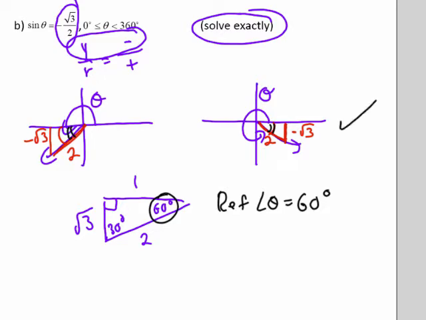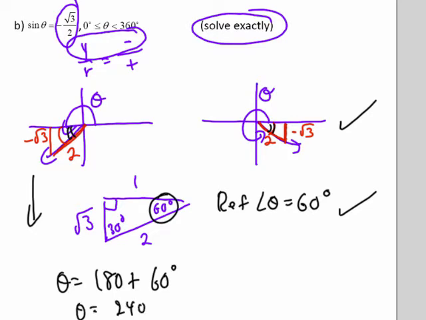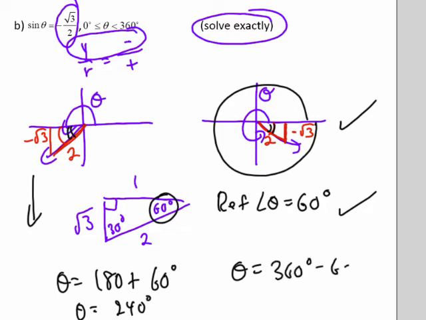So we found our quadrants, we found our reference angle, in this case by recognition that those ratios were part of a special triangle. And thirdly, we find the angle. In quadrant 3, it's going to be 180 degrees plus our reference angle of 60, 240. And in quadrant 4, it's going to be 360 degrees, take away the reference angle, or 300 degrees.